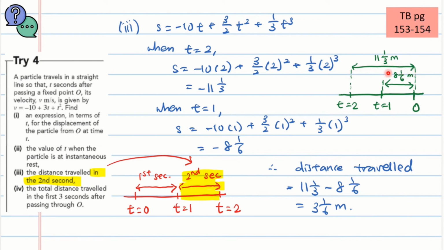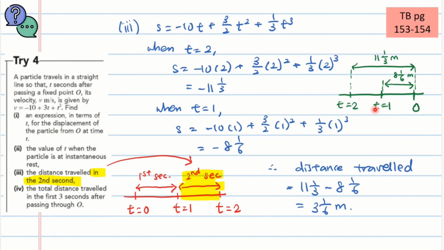That's assuming that there's no turning point, that it moves in a straight line path. But what we want to find in this question is the distance traveled from time equals 1 to time equals 2. So what we need to find is this displacement from time equals 0 to time equals 1, and that is 8 and 1/6, because when I substitute in t equals 1 into my displacement equation, I find that my s is equal to -8 and 1/6. That means it is located to the left of O, and that is 8 and 1/6 meters in distance.